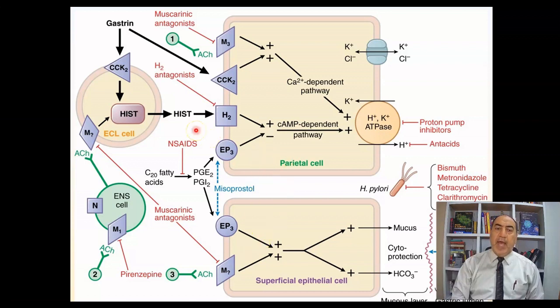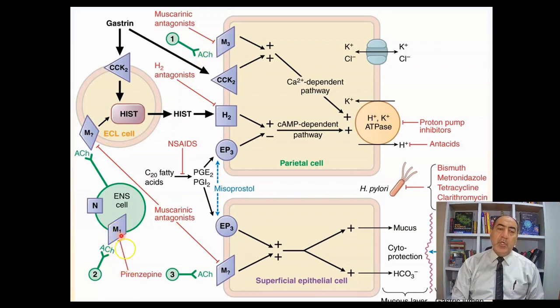When it comes to pharmacology, we'll start with the H2 blockers. H2 antagonists will work here. Then proton pump inhibitors will work here, inhibiting the proton potassium pump. Then the antacids will just neutralize the acid in the lumen. We have also the muscarinic antagonists, which specifically inhibit the M1 receptor.